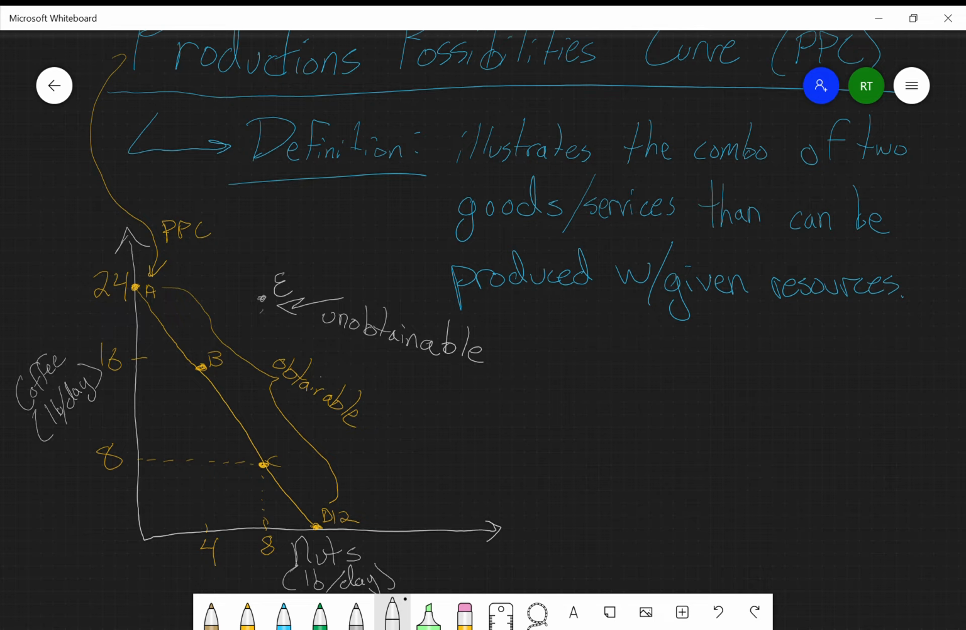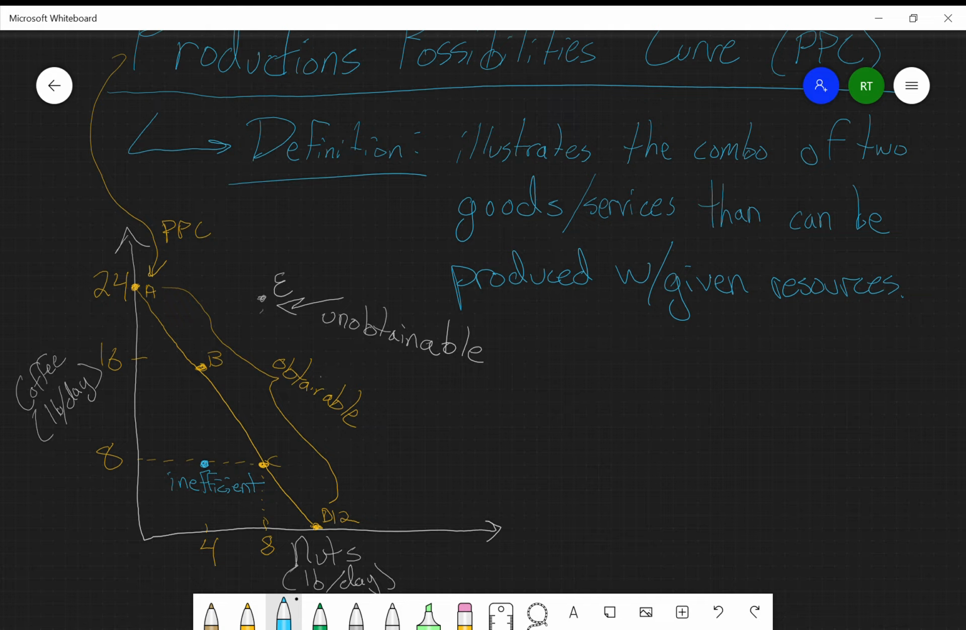There's one more type of point that we need to talk about here, and that's going to be inside of the curve, right? So what if we spent the day gathering 4 pounds of nuts and 8 pounds of coffee? So this is a point that is obtainable, right? Because essentially everything that's in this triangle is obtainable. But this is what we call inefficient. This is an inefficient point here. We are not utilizing all of our resources to the best of our abilities, right?